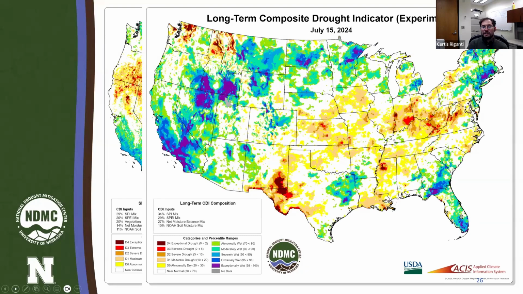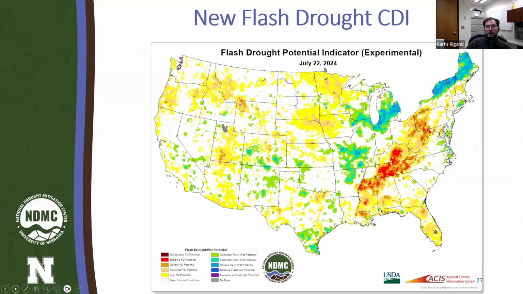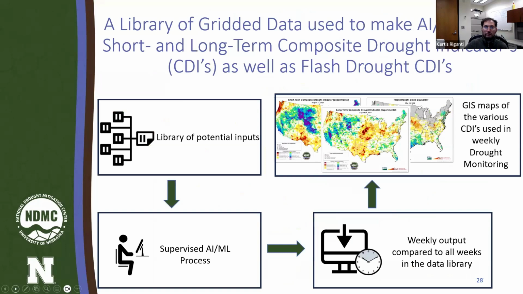So this looks at different mixes of, say, what's called a standardized precipitation index, or SPI, or evapotranspiration index. Those are fancy ways of basically putting together precipitation data and precipitation and evapotranspiration data into different balances that combine precipitation and evapotranspiration for a certain time period, comparing to that same time period of the historical record. And then again, we have a CDI that's specifically tuned to flash drought that we've been developing as well.